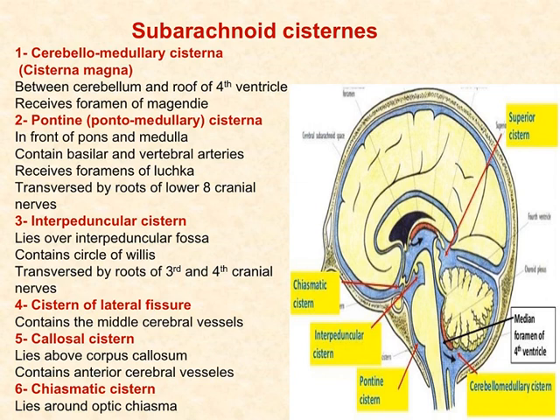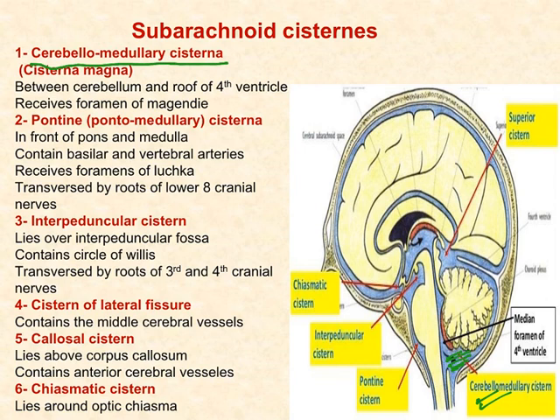So the first cistern and the largest one is called cerebellomedullary cisterna or cisterna magna. As you can see here, this is the cerebellomedullary cisterna, which is a very enlarged part of the subarachnoid space, full of the cerebrospinal fluid. It lies between the cerebellum and the roof of the fourth ventricle. Okay, so why is it important to protect this structure? Because here we have an important structure.